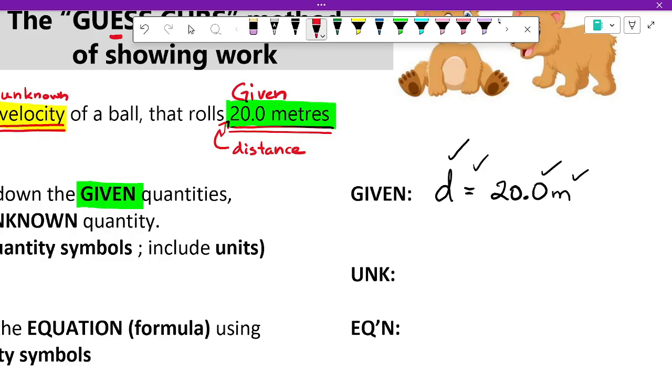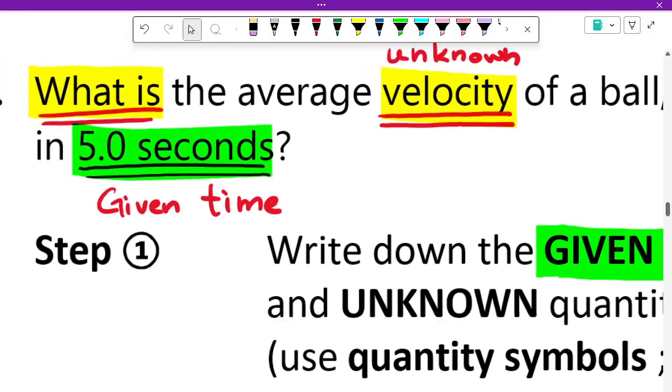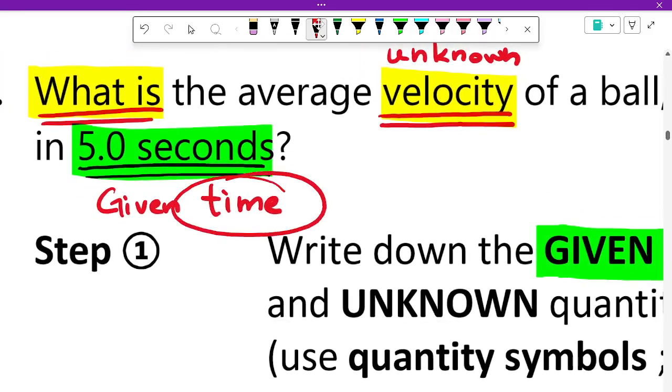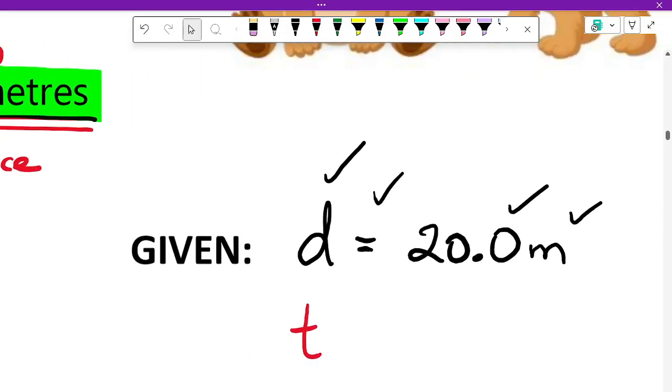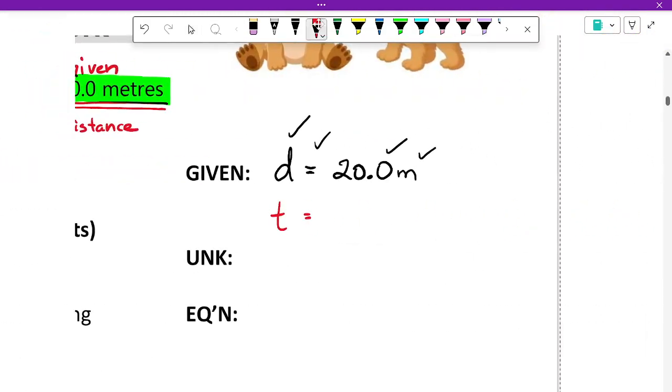What's the first thing you should write? You should write the letter T, because our other given is time. Our other given is time because we were given seconds. So T equals, how much time were we given? 5 seconds.